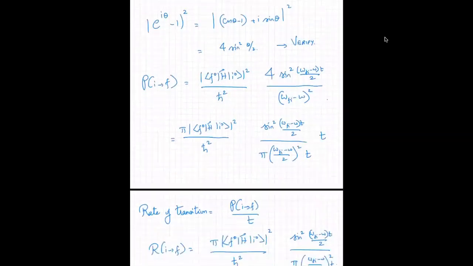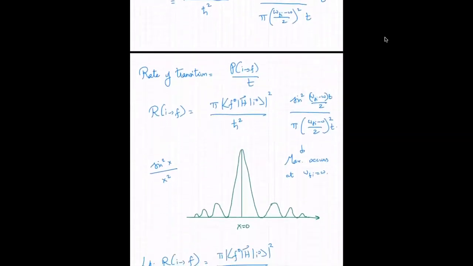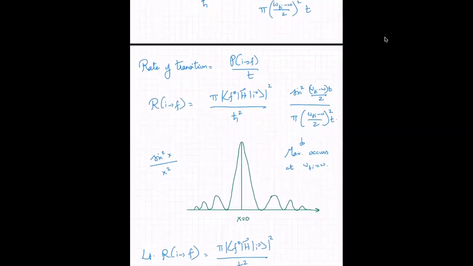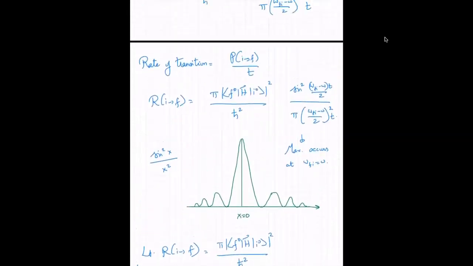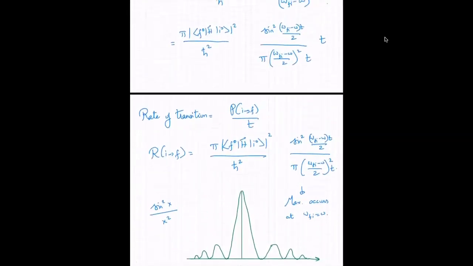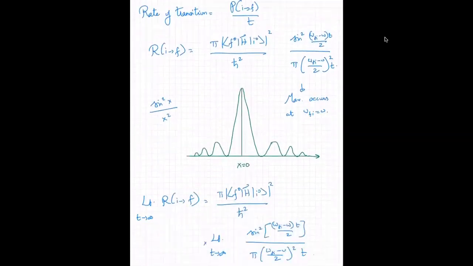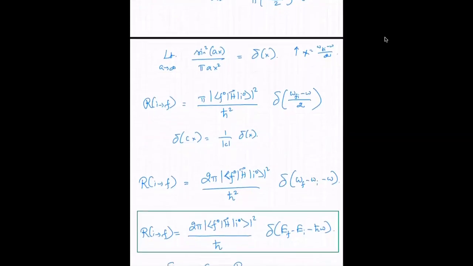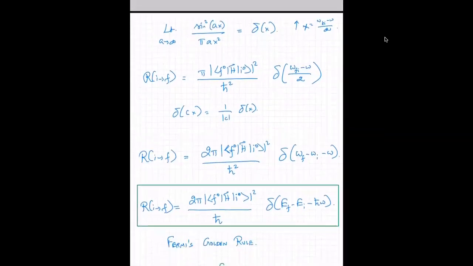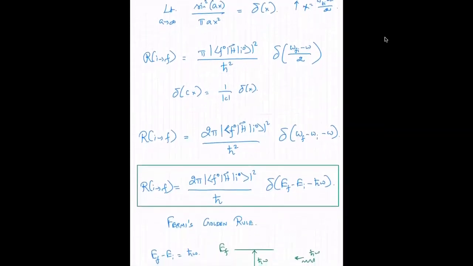Okay, and then we asked ourselves the question, what happens if I wait for a long time? In other words, if you apply the external perturbation and wait for a long enough time, then something very interesting happens. This sine square over omega function that we found turns into a delta function. Okay, and then we derived a beautiful formula that tells us the rate of such transition.